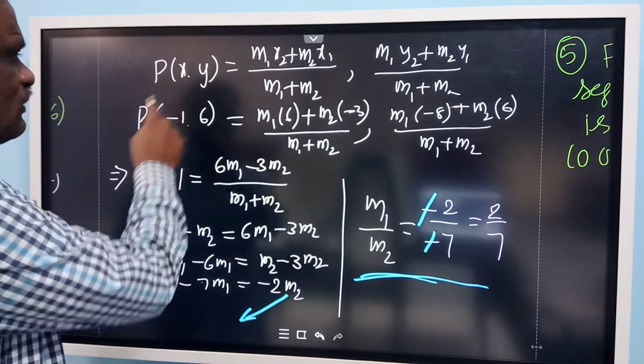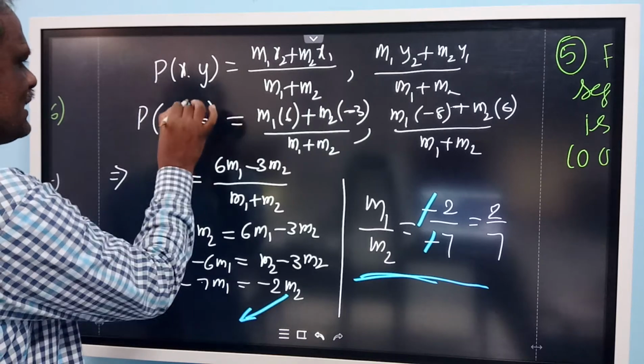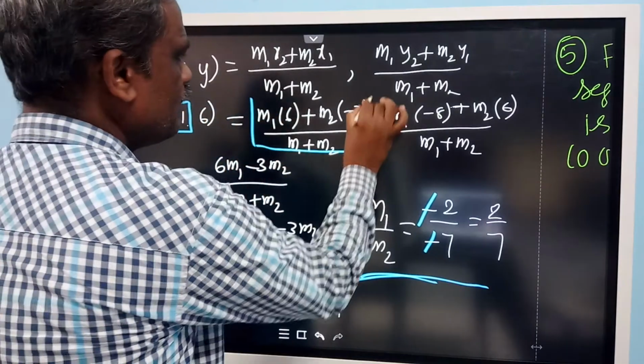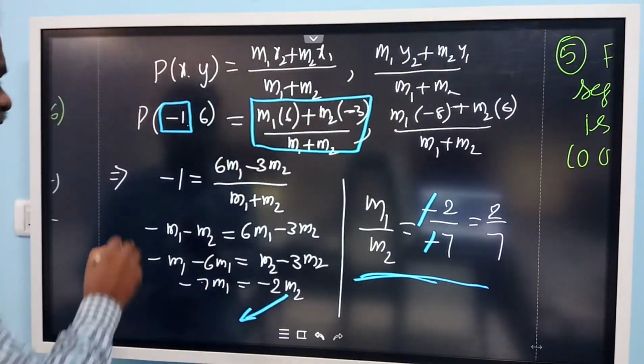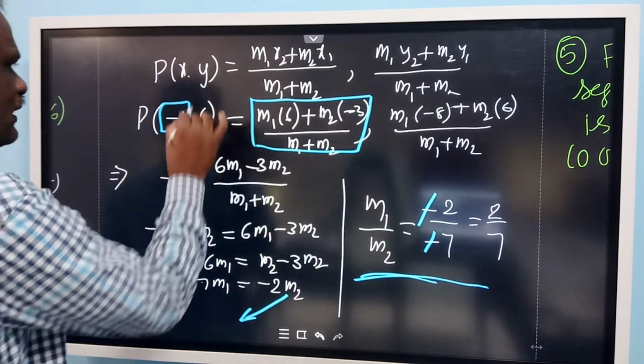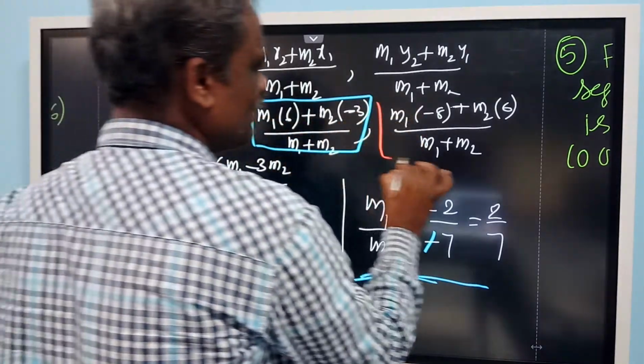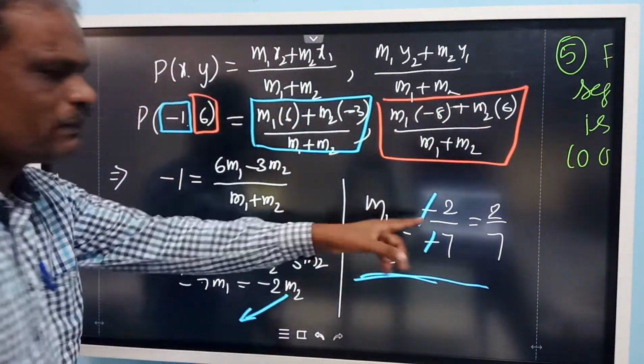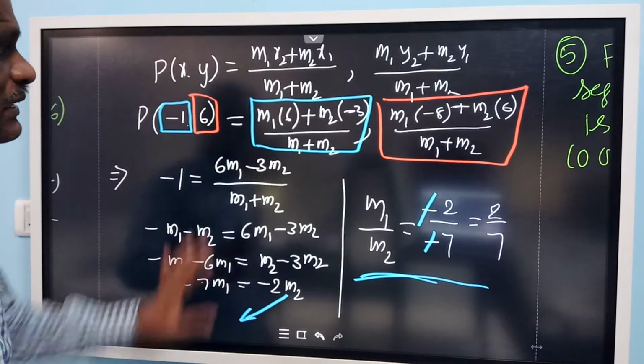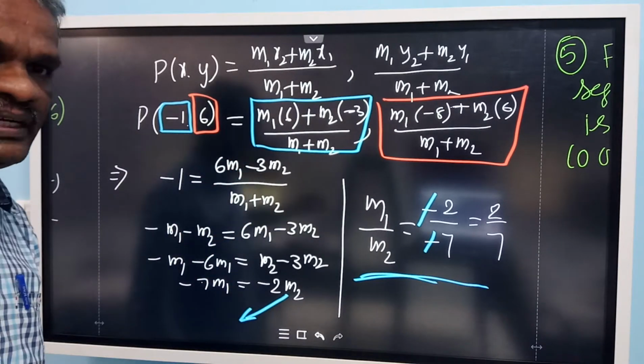So you can use this formula. I equated the x coordinate with the first one. Or you can even equate the second one, 6 can be equated to this one. There also you get the same answer, 2 by 7. So this is one way of doing it. The other way I will also explain.